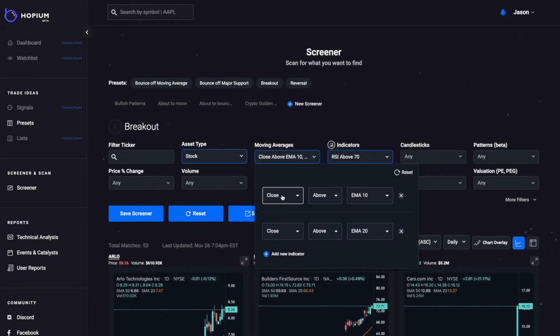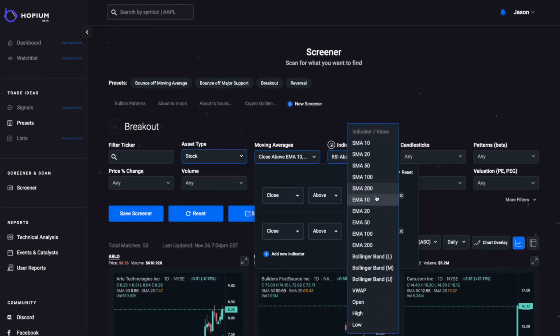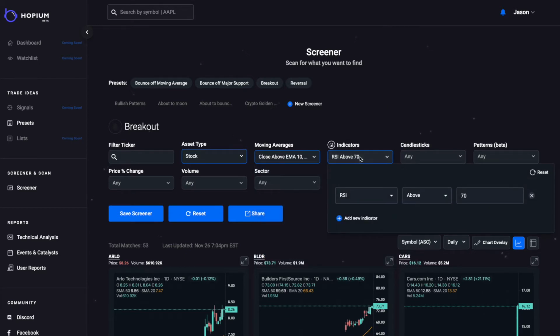So as you can see, it's very basic, some close above some EMA. And here you can see we support SMAs, EMAs, Bollinger Bands, and your regular open, high, low, close. And on the indicator side, we have RSI. You can see it's above 70 for this case, and we also support MACD, stochastic oscillators.